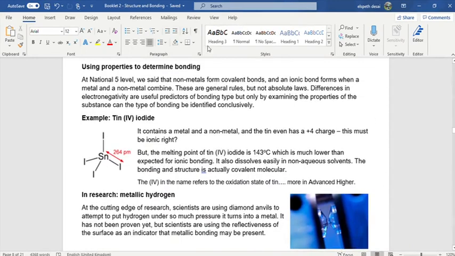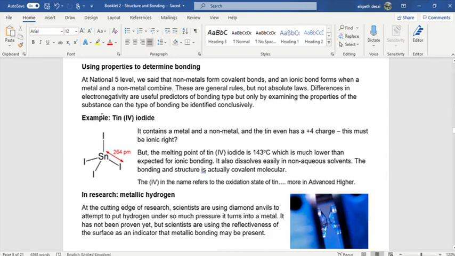This final section is about using properties to determine bonding. You need to remember all of your Nat 5 knowledge from this. You need to remember the typical melting and boiling point of a covalent network substance, which would be very high in general. Or that covalent molecular substances tend to have low melting and boiling points, which is a good indication that a substance might be covalent molecular. The main thing to say about this last section is just make sure you revise your properties related to bonding from National 5. You can look that up on Bitesize or email me if you're not sure where to find information on that.